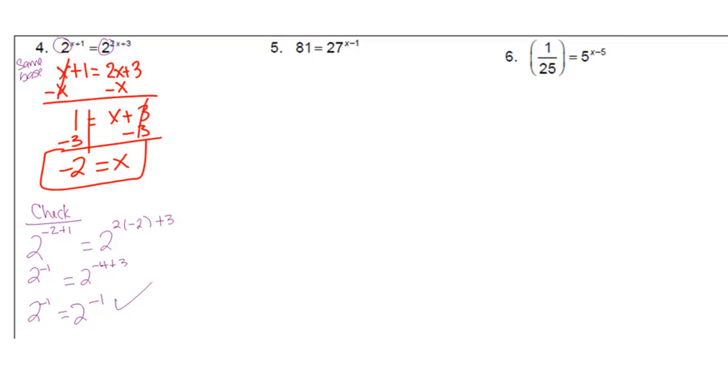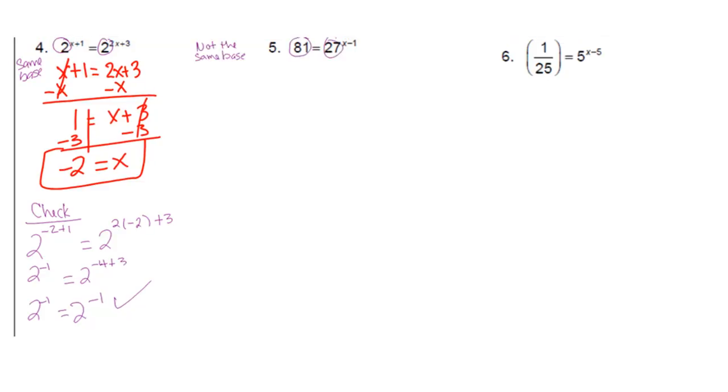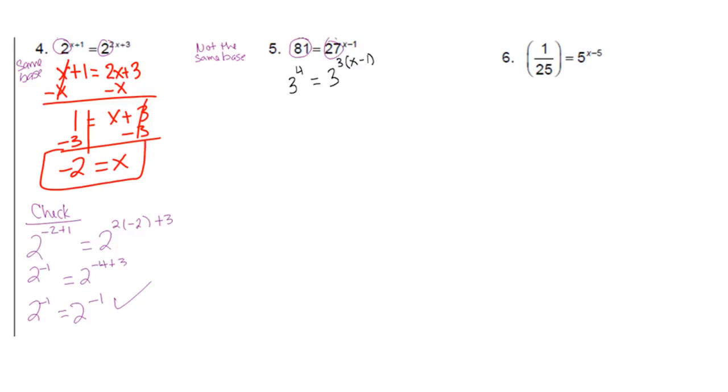Looking at number 5, 81 and 27, those numbers are not the same base. So how can we find out what the base of 81 and 27 are? Well, we know 81 would be 9 times 9. 27 is 9 times 3, and 9s are multiples of 3. So is there any way we could use the base of 3? We sure can. 81 will become 3 to the 4th power, and 27 is 3 to the 3rd power. But remember, because there was an original exponent, we need to put it at the very end inside of parentheses.